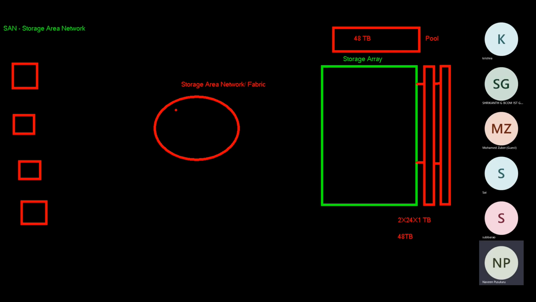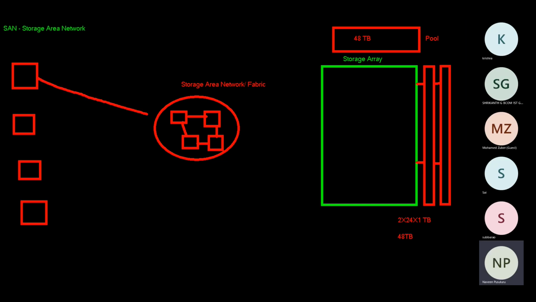Normal LAN network will be managed by the network team, right? And the components we have inside the network are network switches, network hubs and all. But when it comes to storage area network or fabric, we'll be having components called SAN switches. We'll be having multiple SAN switches in a single storage area network. These SAN switches will be connected to each other and will form a single dedicated network.